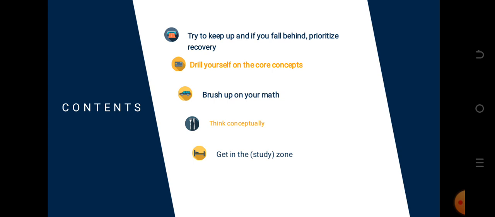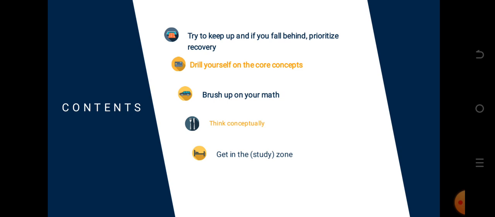Number 2, drill yourself on the core concepts. Every topic in physics explains certain concepts, so you need to understand the concept of that particular topic. So you need to drill yourself on the concept. Number 3, you need to brush up on your maths. Physics and mathematics cannot be separated. If you have a foundational problem in mathematics, definitely it's going to affect how you perform in physics. So therefore, number 3, you need to brush up your mathematics.